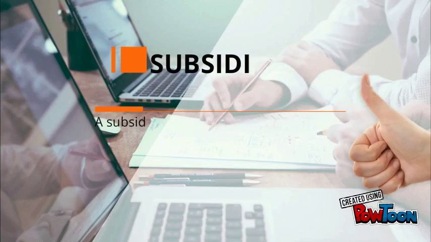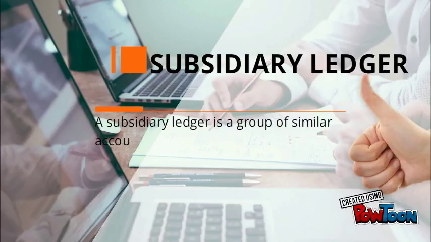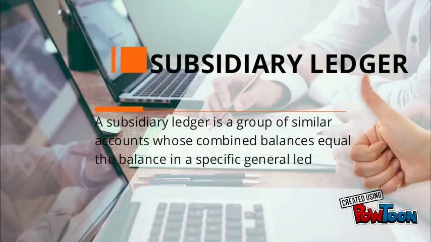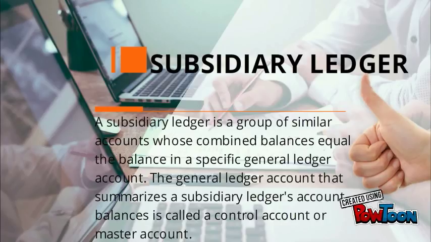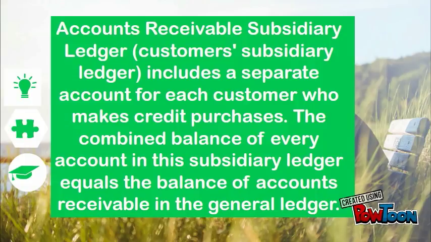A subsidiary ledger is a group of similar accounts whose combined balances equal the balance in a specific general ledger account. The general ledger account that summarizes a subsidiary ledger's account balances is called a control account or master account. Accounts receivable subsidiary ledger: the customer's subsidiary ledger includes a separate account for each customer who makes credit purchases. The combined balance of every account in this subsidiary ledger equals the balance of accounts receivable in the general ledger.